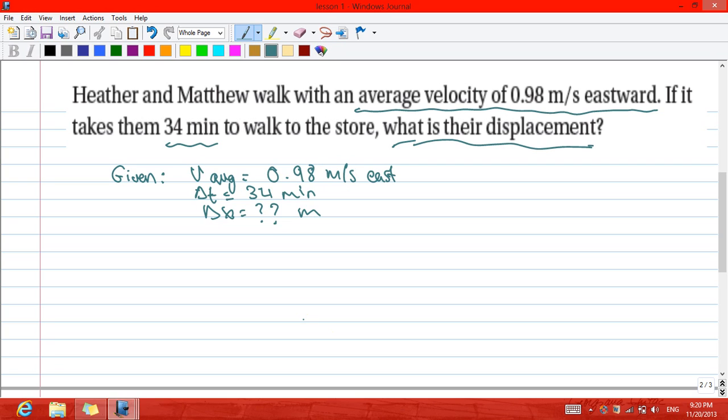So as you notice again, we have 34 minutes and here we have seconds. So we have to convert again. So times 60, which equals 2040 seconds. And then here again, we can start solving it normally using the triangle part.